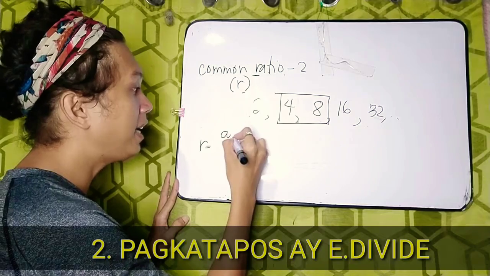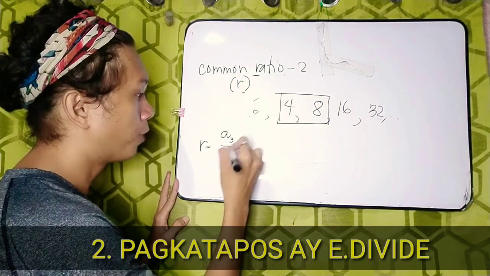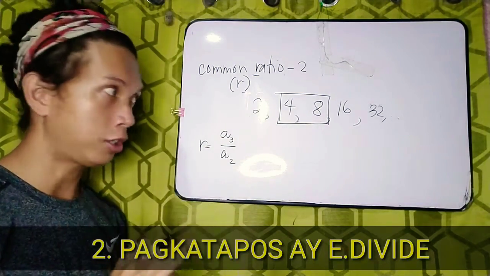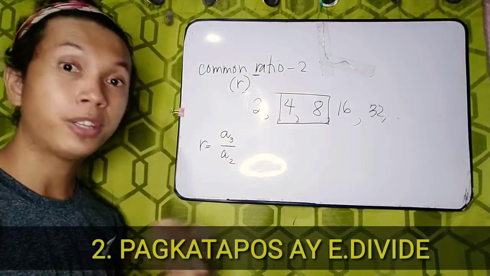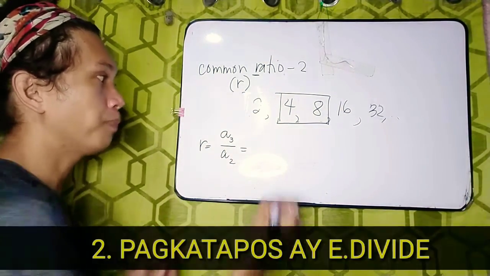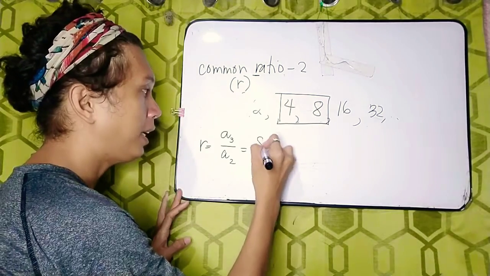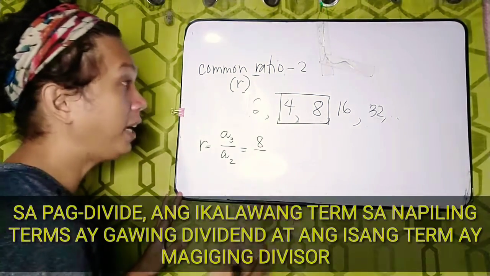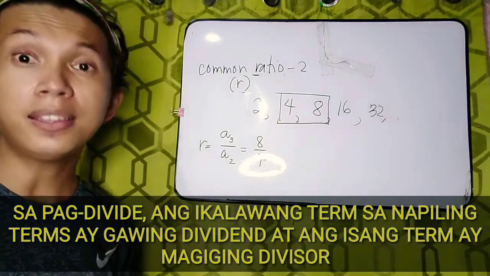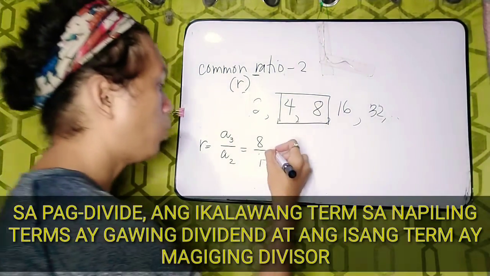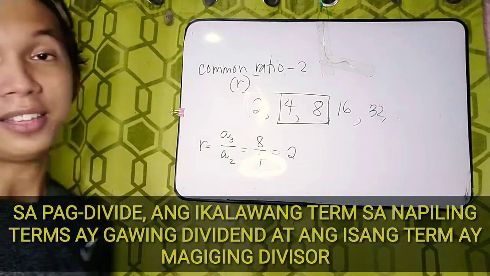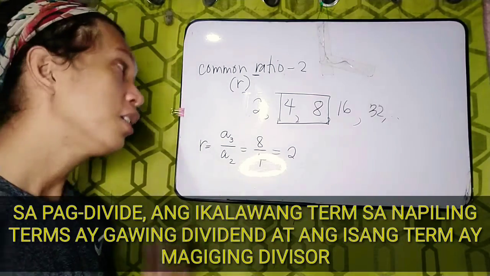That is a sub 3 over a sub 2. A sub 3 stands for the third term, at saka yung a sub 2 is for the second term. So, what is the value of our third term? That is 8 divided by our second term, which is 4. So, 8 divided by 4 is equals to 2. So, now we get the common ratio, which is 2.